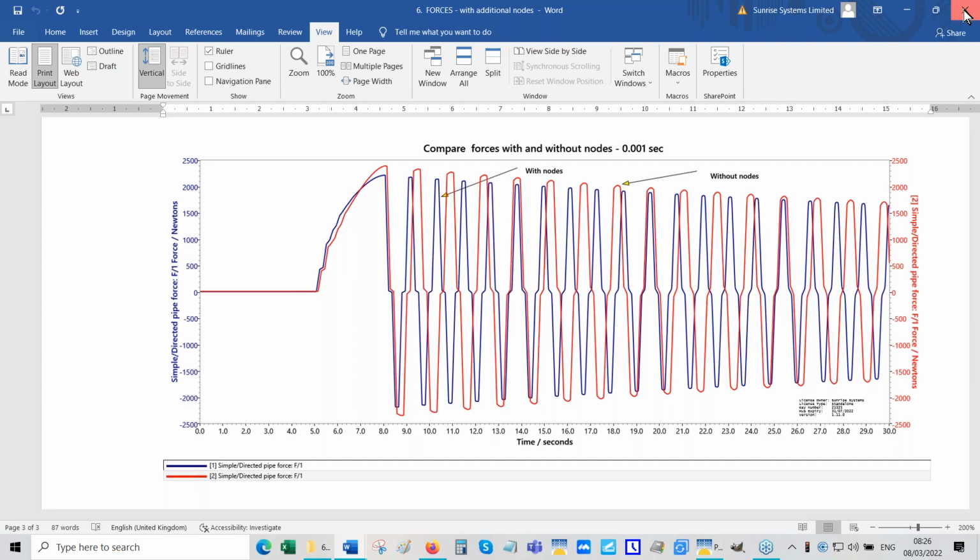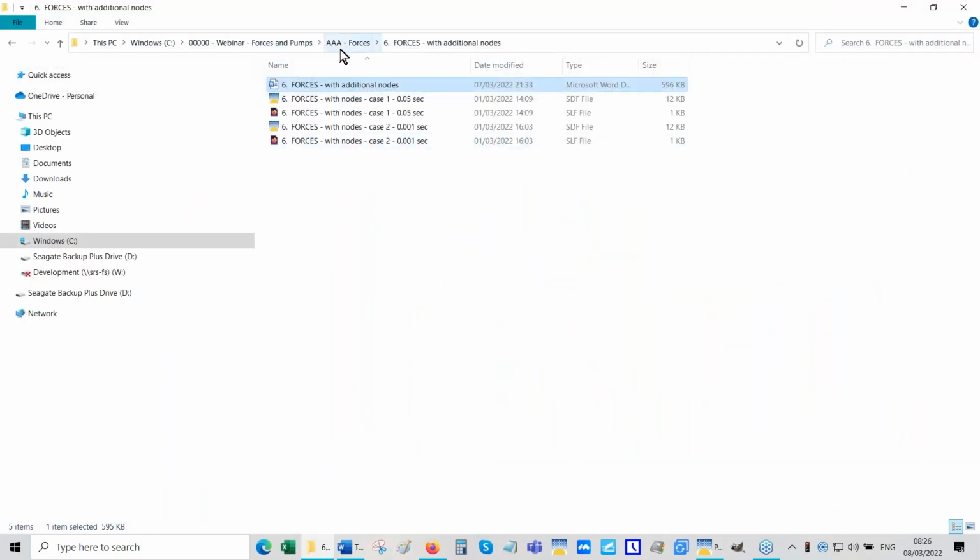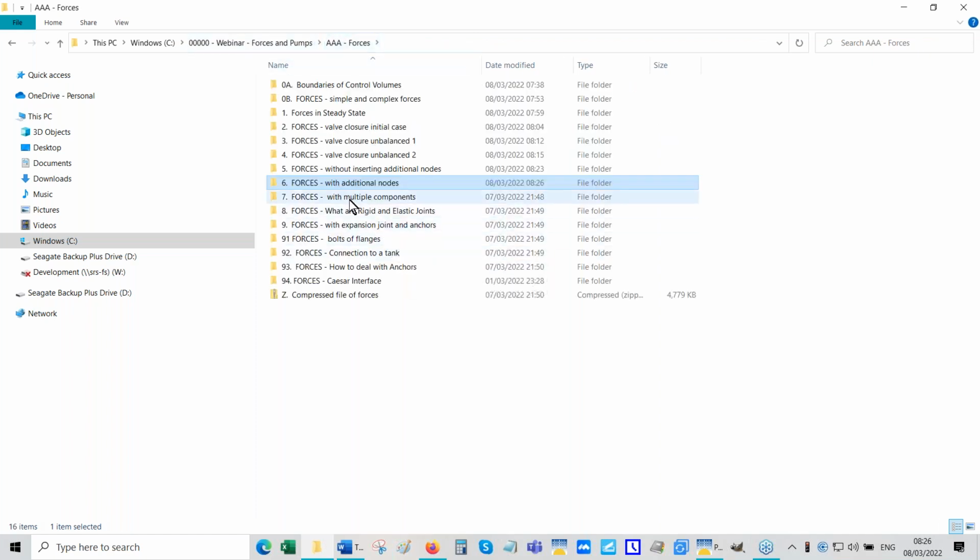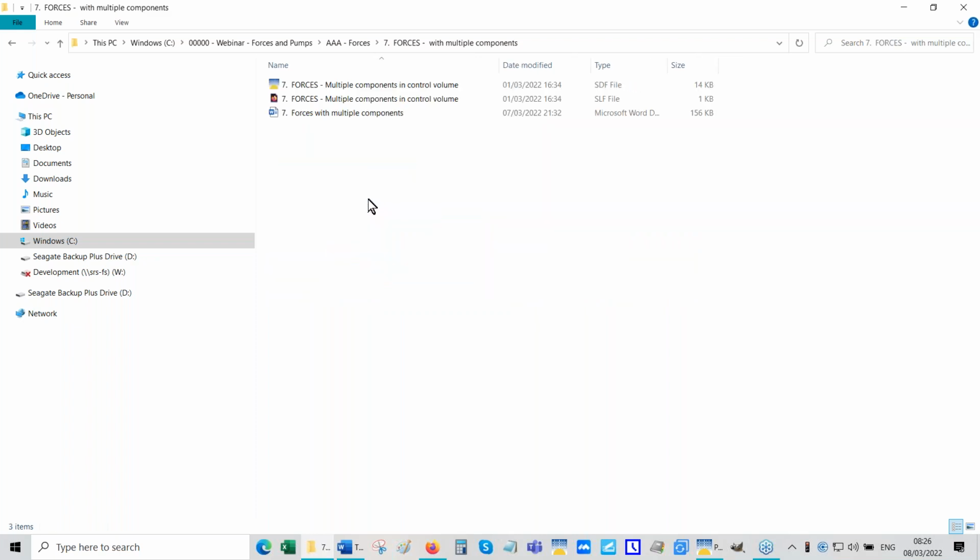Okay, that's the 2 cases. The next one I want to consider is these 2, and possibly that. And these are actually the main remaining 2 topics, and the other ones I can go through very quickly. What do I mean by multiple components?